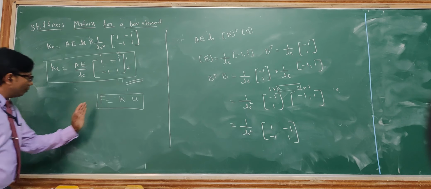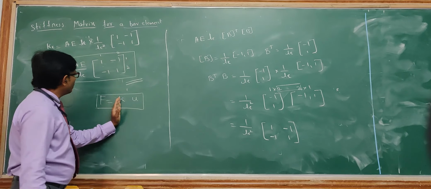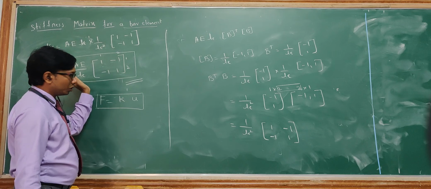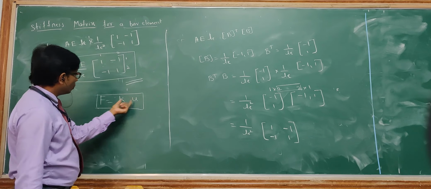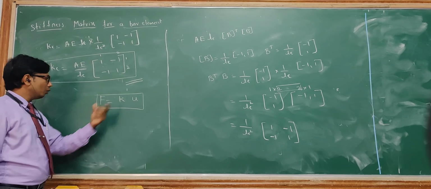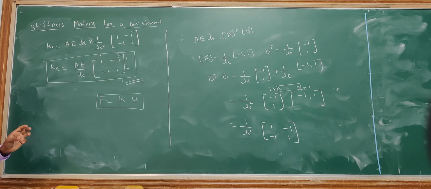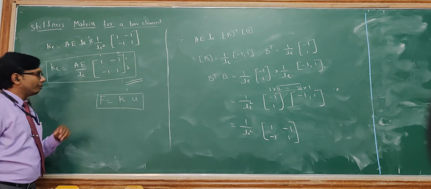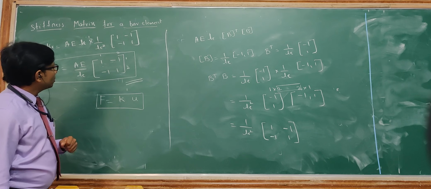So force, which is the applied force, we will be knowing. Stiffness we will be calculating with this particular equation. Displacement is the only parameter we need to calculate. So this is a single equation with one unknown. We can easily calculate the displacement of a particular node. So this is how we will be calculating the stiffness matrix. Hope you understood this. Thank you.